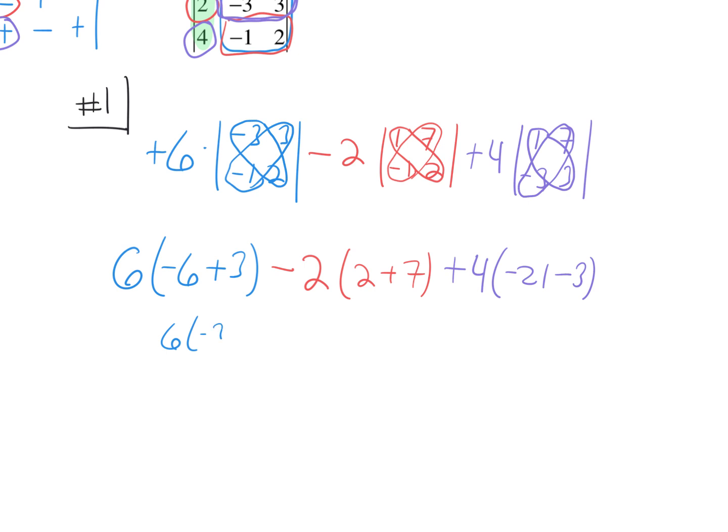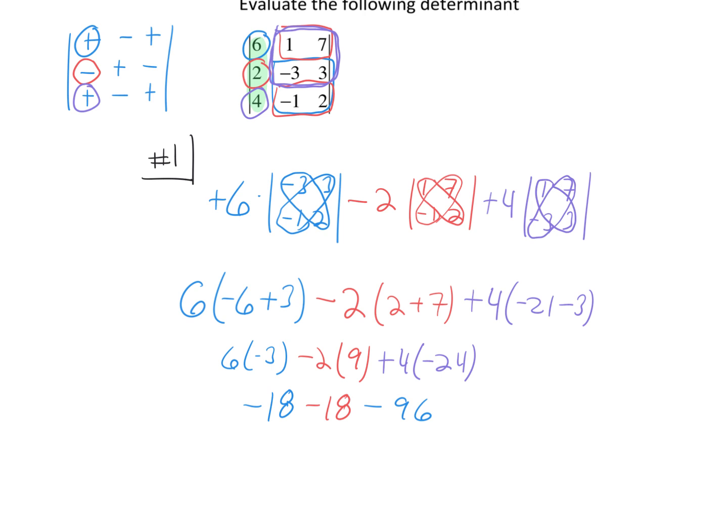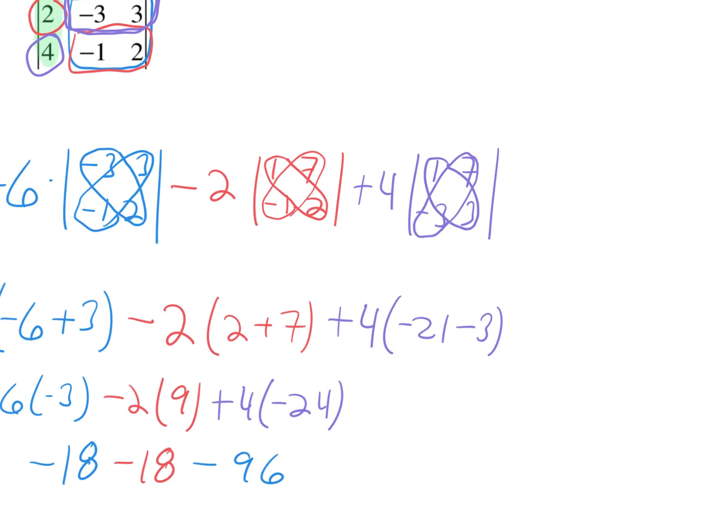We get 6 times negative 3 minus 2 times 9 plus 4 times negative 24. So then we end up with negative 18 minus 18, hang on, plus, wait, or minus? Minus 96. Okay. Wait, which, okay, wait, hang on. Oh, yes. Okay. Yeah, I did that backwards. This should be flipped, sorry. I knew that's not the answer.